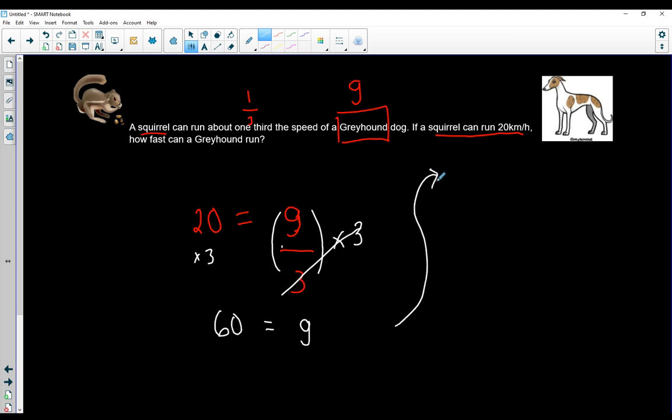So to be 100% sure, we'll do a quick check. We'll rewrite our equation: 20 is going to be equal to, and we're going to replace the value of g with what we discovered, 60, divided by 3. 60 divided by 3 is 20. My right side equals my left side, so I know this is correct. So once again, the greyhound runs at a speed of 60 kilometers per hour.